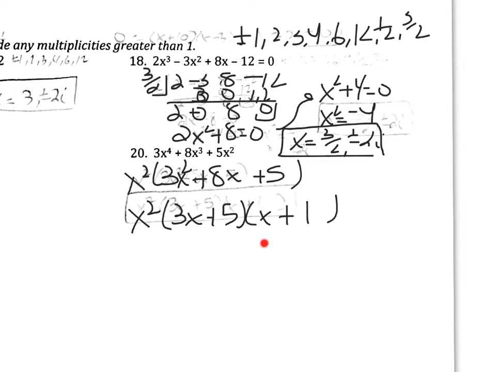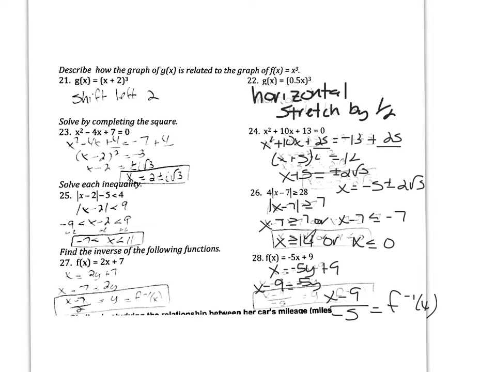And remember, you figure out if you're right by checking your rule. If you go outer, that's 3x. If I go inner, it's 5x. 3x and 5x is 8x. That's how come I knew I was good.